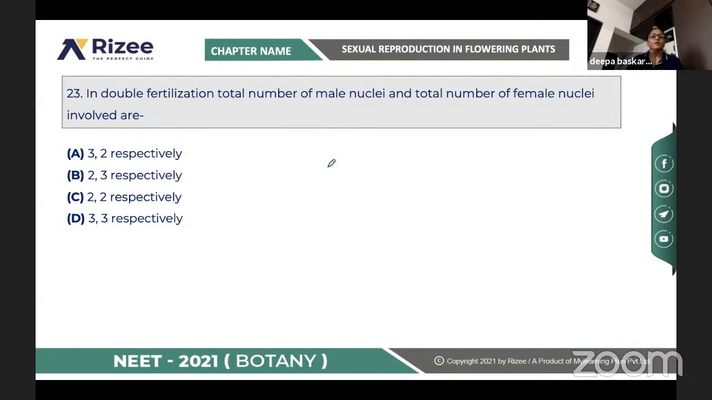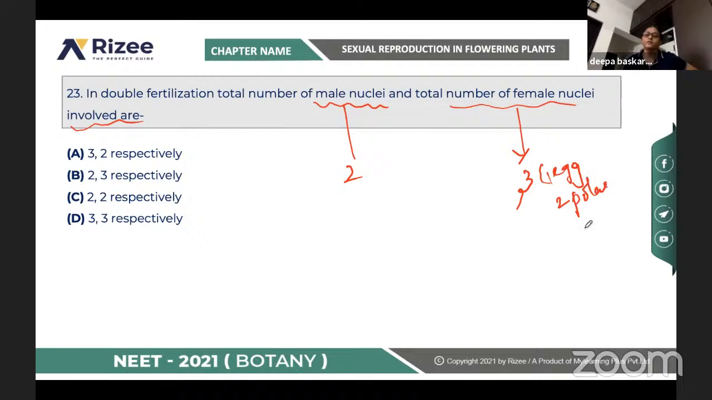Okay. So in double fertilization, what are the total number of male nuclei and total number of female nuclei involved? So male nuclei 2, female nuclei 3. What are they? 1 egg and 2 polar nuclei. Clear? So here 2 and 3 respectively.